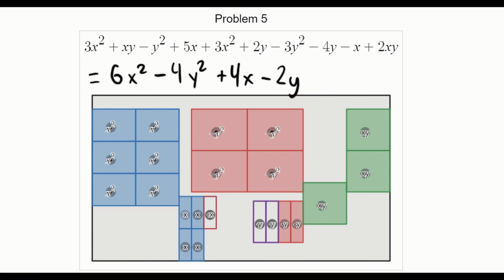And finally, let's deal with our xy. We have an xy here and 2 more xy's. So counting these up, we have a total of plus 3xy. So our final answer is going to be 6x squared minus 4y squared plus 4x minus 2y plus 3xy.